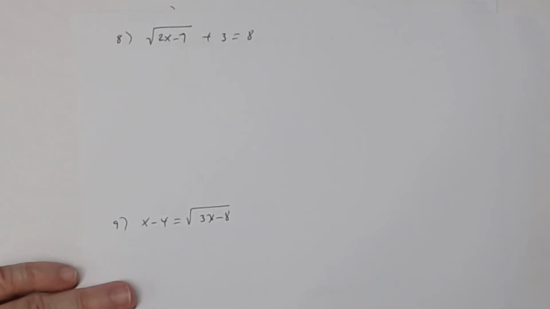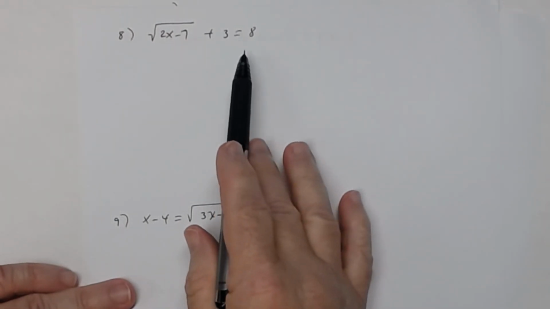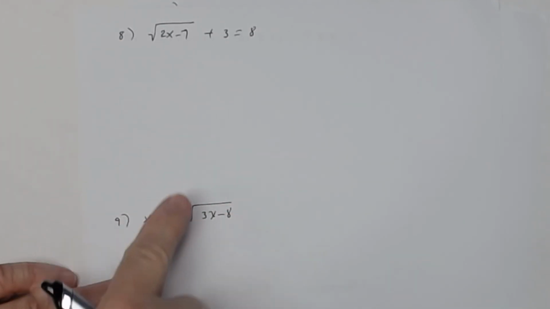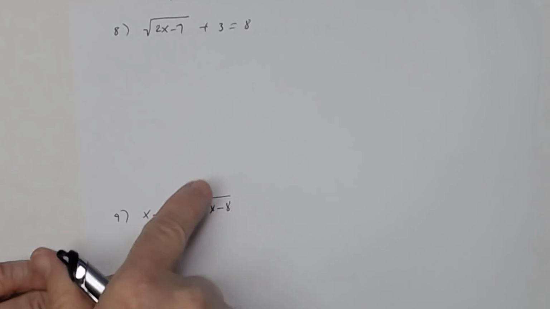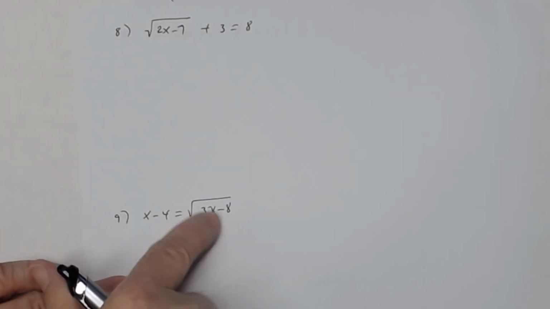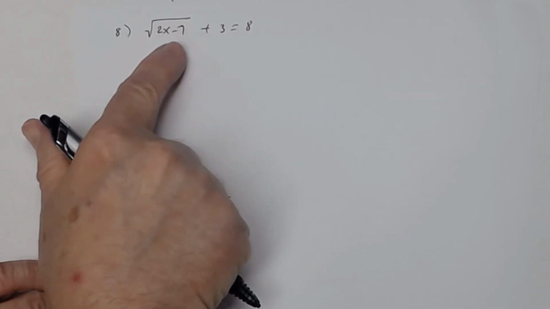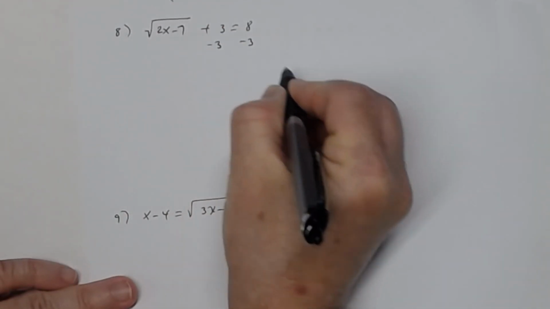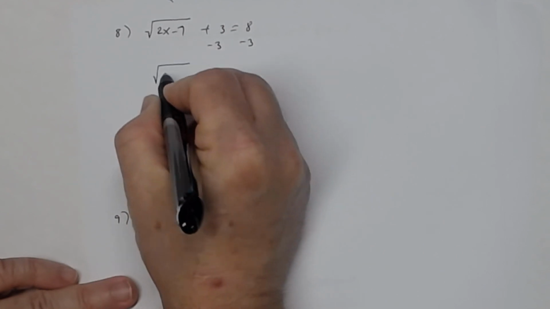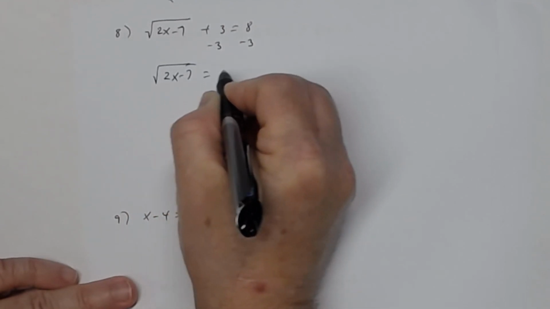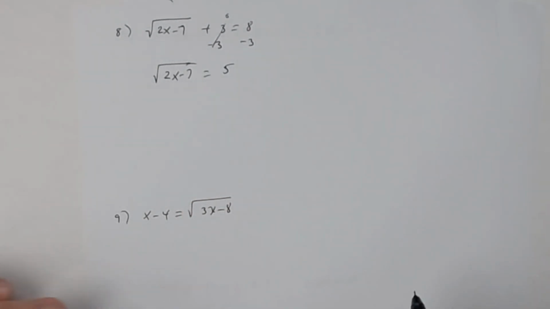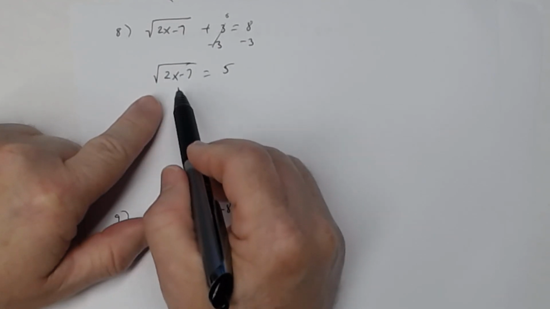Okay, number 8, you have this square root equation, and that's the same thing for 8 and 9. Notice, though, that when solving a square root equation, you want to get that square root by itself. So in this case, I'm adding 3, so the first thing I need to do is to subtract 3 from both sides. And so then I get the square root of 2x minus 7 is equal to, this is 0 here, and 8 minus 3 is 5.